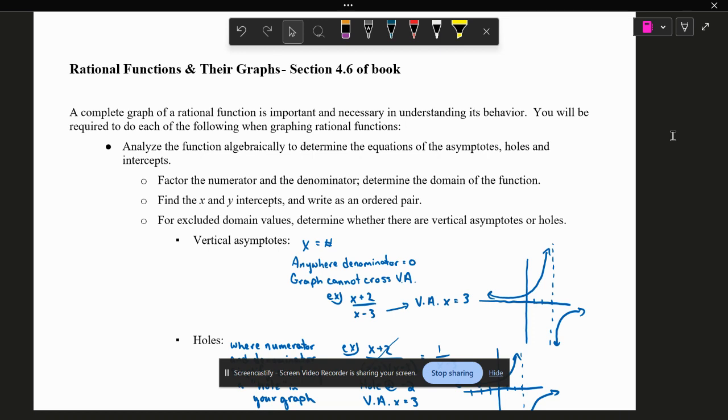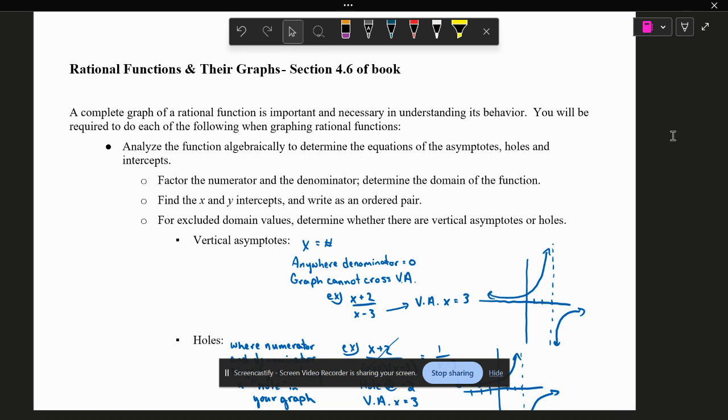But a lot of the things that we do simplify have names in math. And one of the big names that you're going to hear is something called an asymptote. The next big name that you'll hear of is something called a hole. So in order to analyze a function, determine the equation of the asymptote, hole, and intercepts, we have to understand what the behavior is going to do and how to go about it.